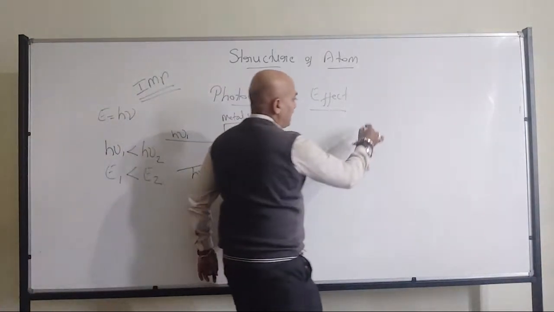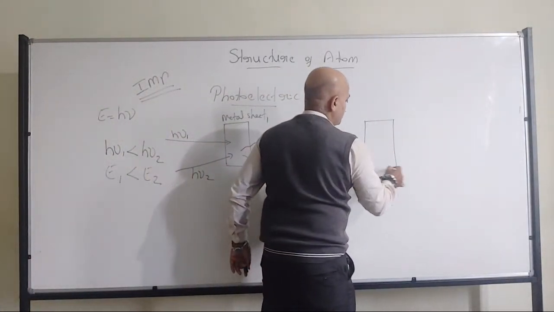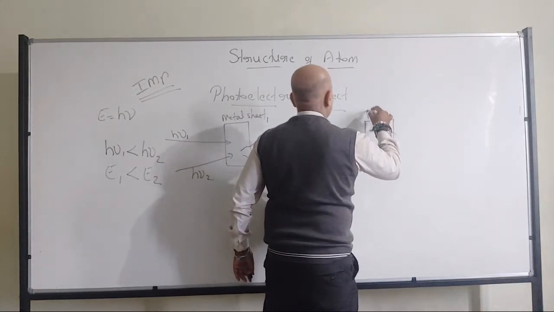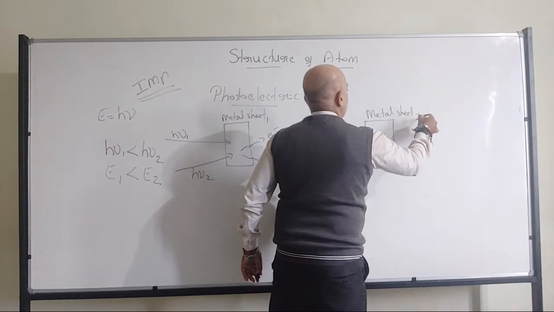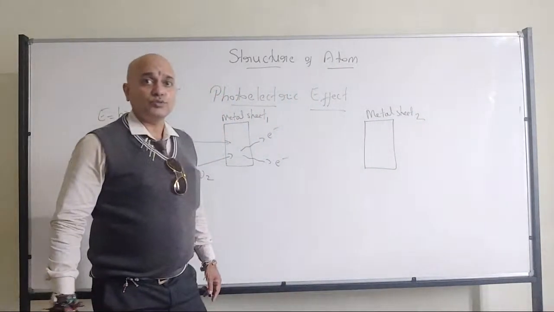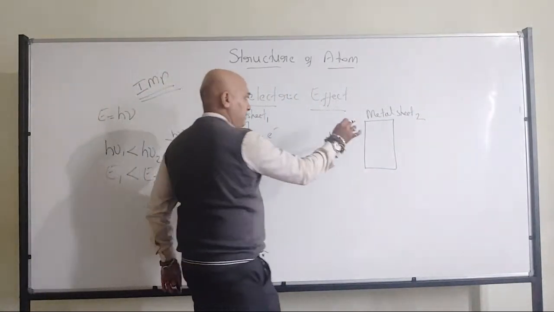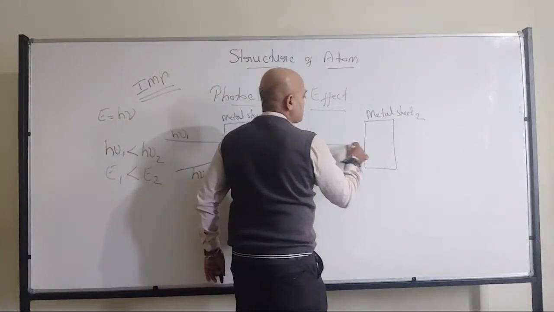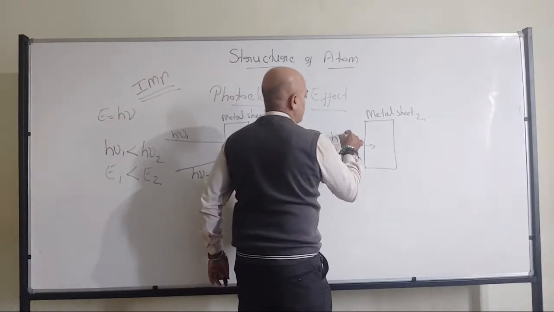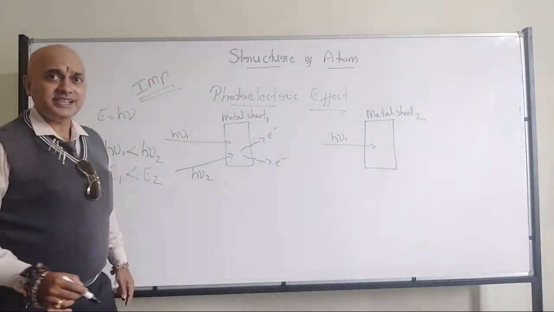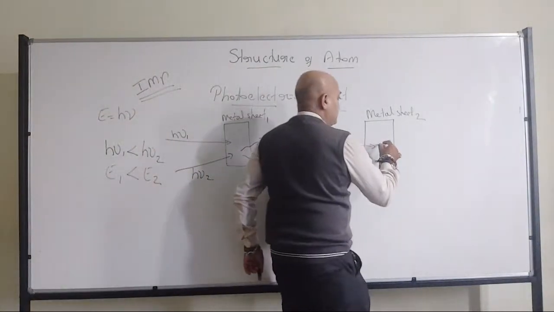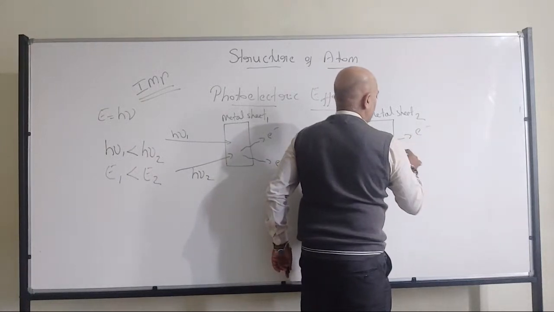Okay. So I will have another metal sheet of different metal. So I will call it metal sheet 2, which will be of different metal. Now when it is exposed to H nu 1, same energy radiation, in that only there will be ejection of electron.